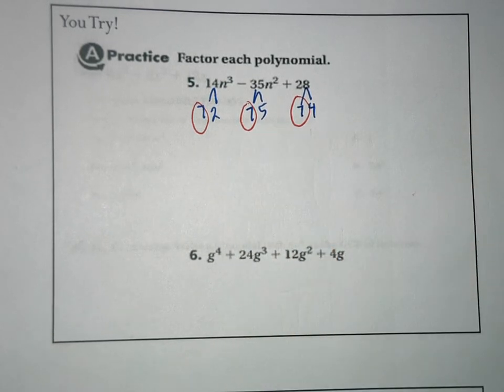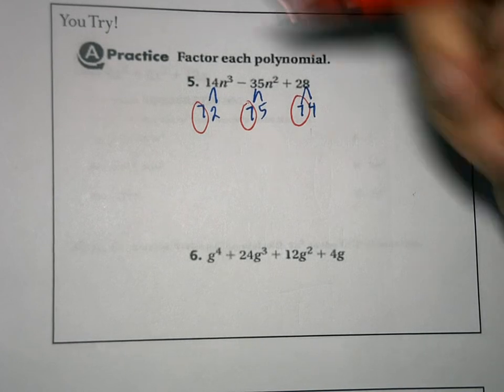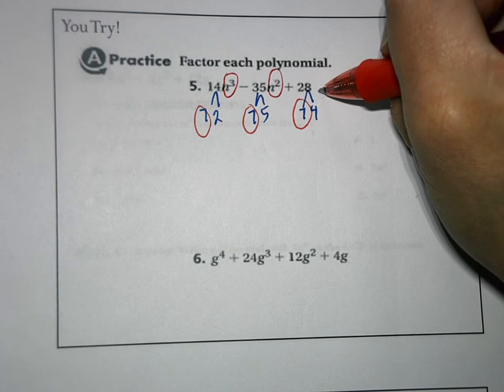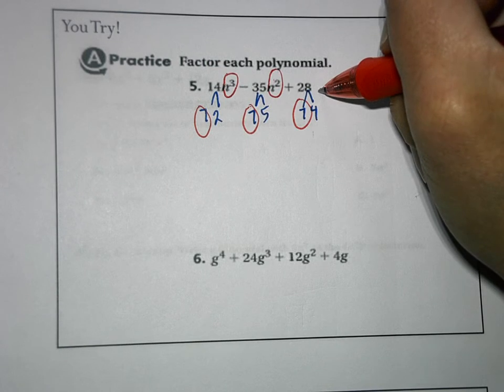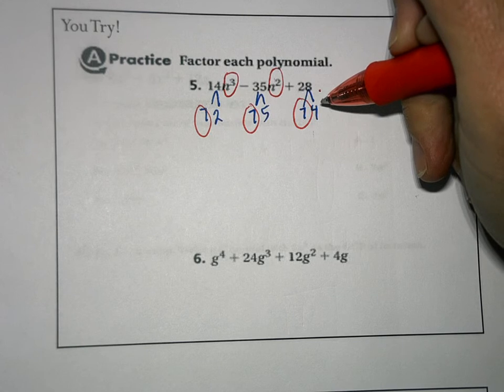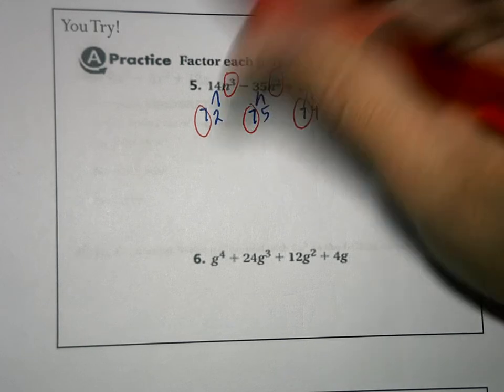So all 3 terms, or however many terms are in the problem, have to have the same number in order to be able to take it out as a GCF. Okay, now looking at our letters, notice here, there's 3 n's, there's 2 n's, and are there any n's here? No. So since there aren't any n's, n cannot be part of my GCF. So the only part of this problem that's a GCF is 7.